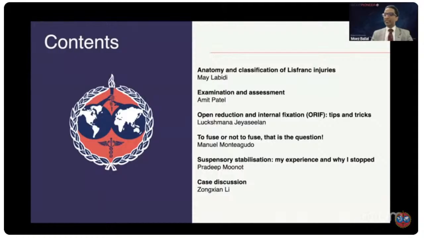Labidi is a consultant foot and ankle surgeon who currently works in the University Hospital of Birmingham. She's the first female trauma and orthopedic surgeon in Croatia before moving to the UK. She's the educational lead, a BOFAS committee member and SICOT Foot and Ankle committee member, and she speaks 5 languages. Welcome, May. Second is Amit Patel, who is a consultant foot and ankle surgeon and works at Bart's NHS Trust and the University College London. He's the vice chair of the youth committee at EFAS and a member of the foot and ankle committee at SICOT.